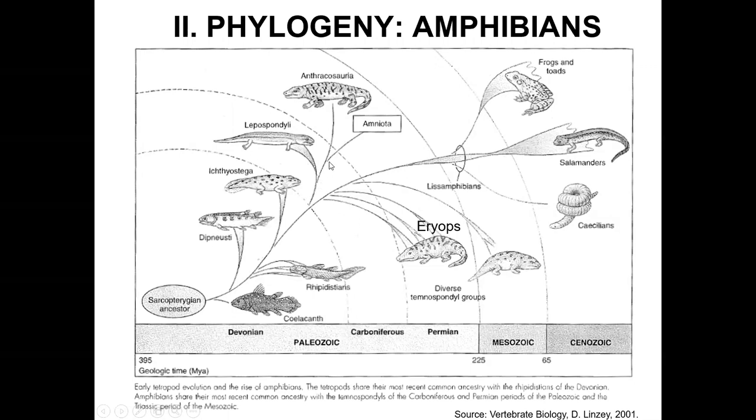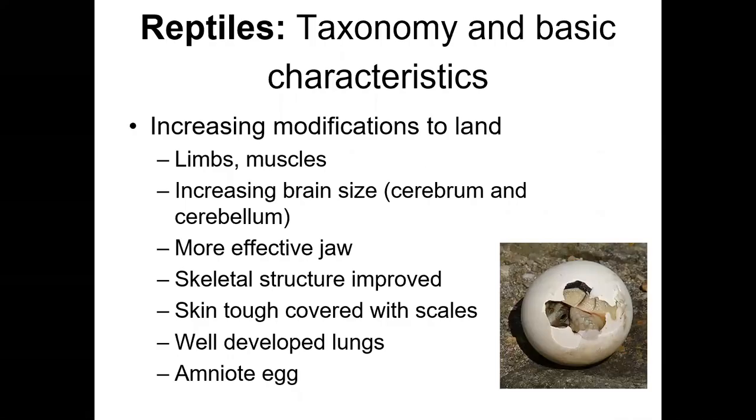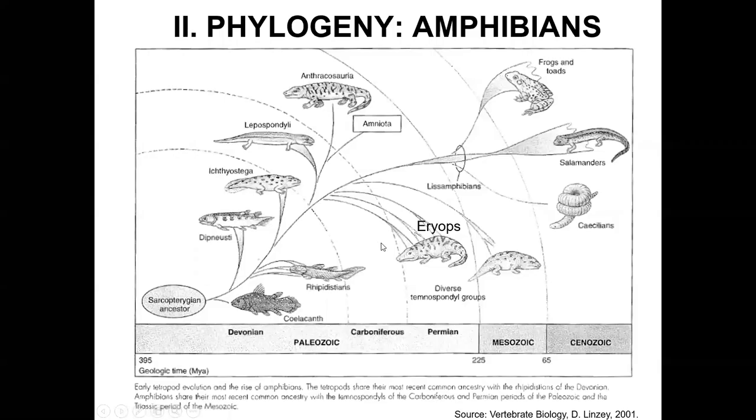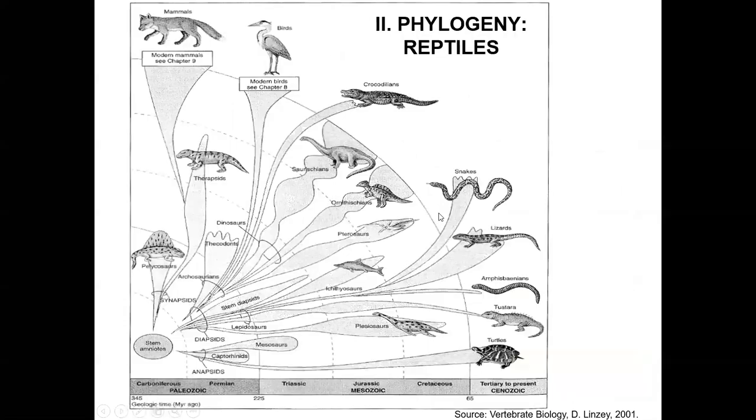versus that, which started in the Carboniferous and really proliferated in the Permian. And remember, the Permian was that period that really started to undergo that arid transition. So it got really droughty, got hot, got dry. And given the characteristics that we just talked about, skin covered in tough scales, well-developed lungs, a shelled egg, all of those things allowed reptiles to incredibly diversify in the Permian.